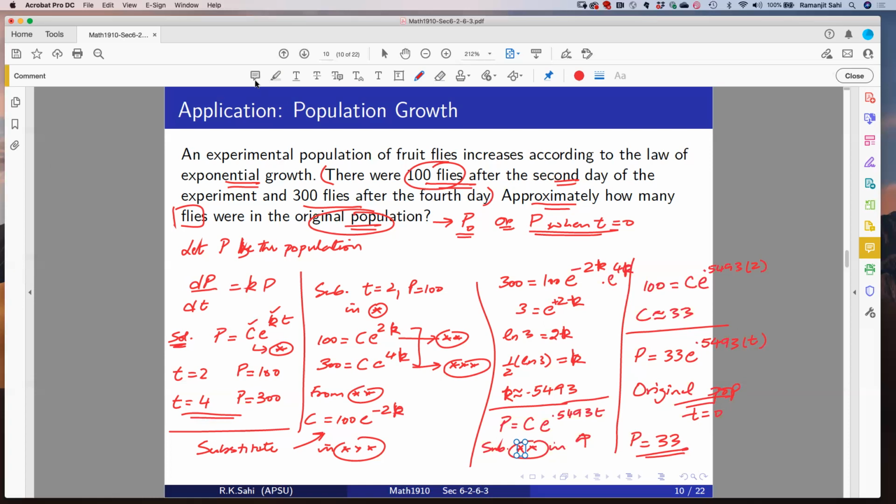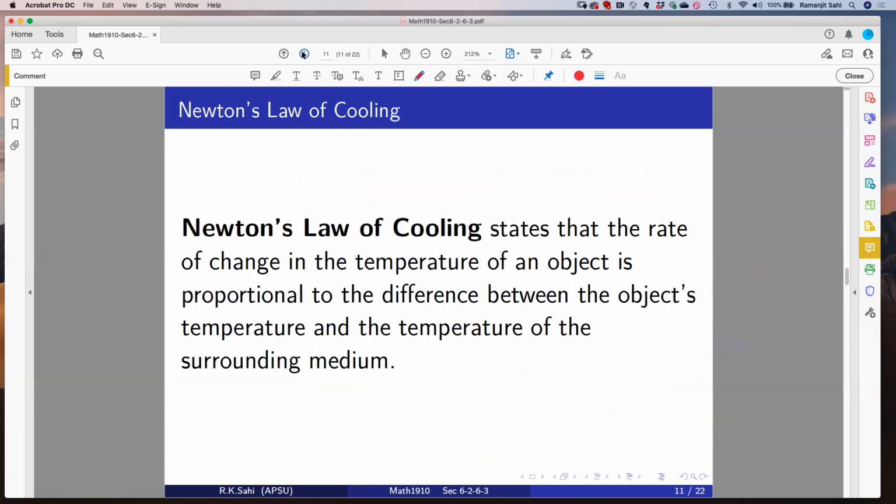Okay, so we have done some exponential growth and decay models. Another kind of problem we can also do here is something called Newton's law of cooling. Now, what is Newton's law of cooling? Newton's law of cooling states that the rate of change in the temperature of an object is proportional to the difference between the object's temperature and the temperature of the surrounding medium.